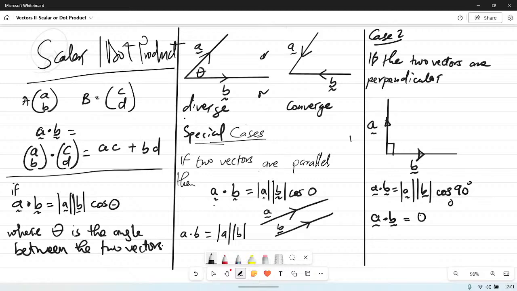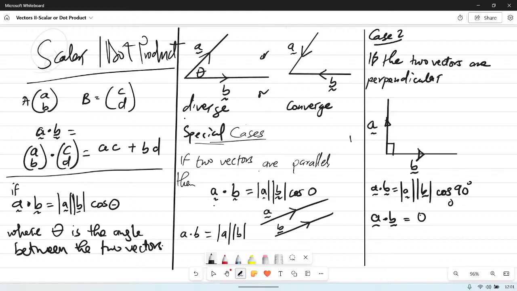So whenever they want you to test for a certain property, test if they are perpendicular or parallel, you can use these approaches. For the perpendicular, the dot product should be zero. For the parallel, the dot product should be equal to the product of the magnitudes.